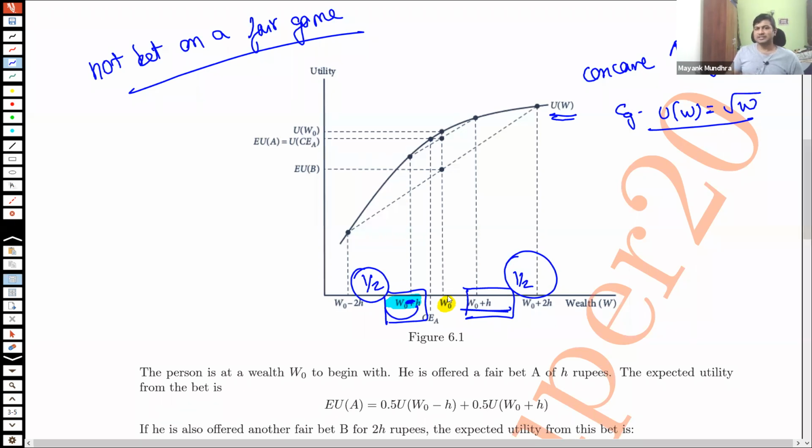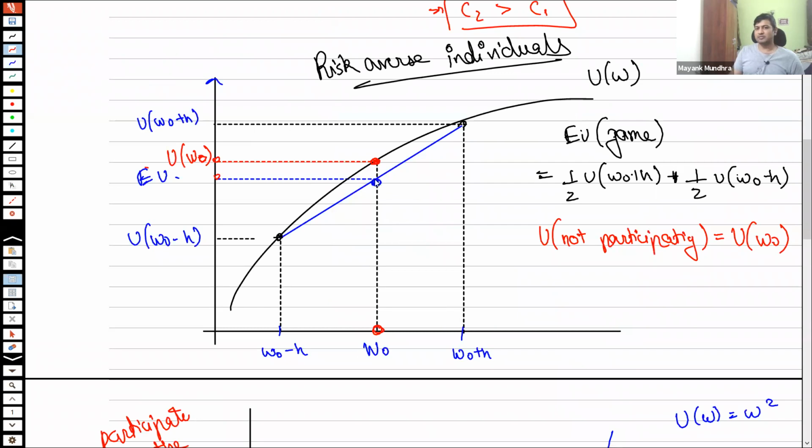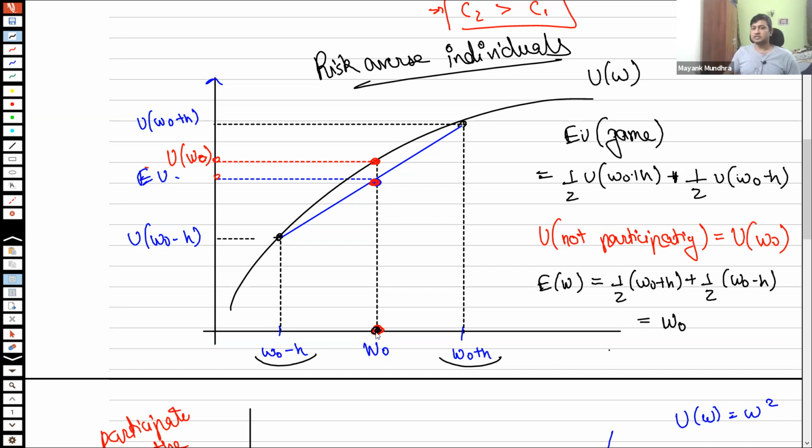For this guy, when playing this game, he is at this level of expected utility. Right now he's playing this game where he ends up at W naught minus H or W naught plus H with equal probability. So his expected wealth is half times W naught plus H plus half times W naught minus H, which is basically equal to W naught. So this is his expected wealth. But he does not care about expected wealth. What he cares about is expected utility. His expected utility right now is this much.